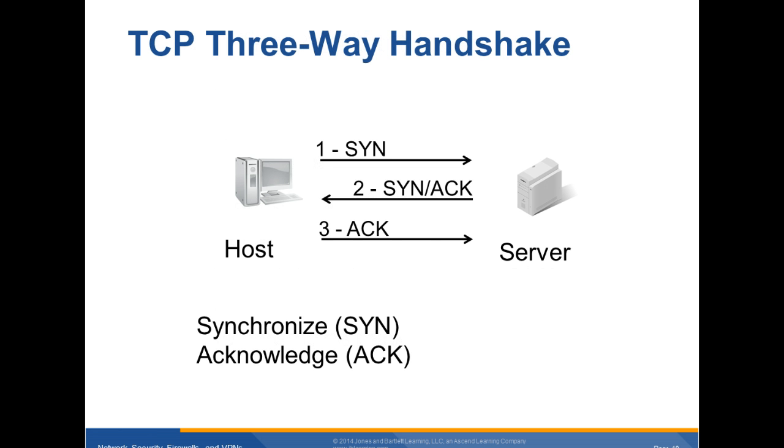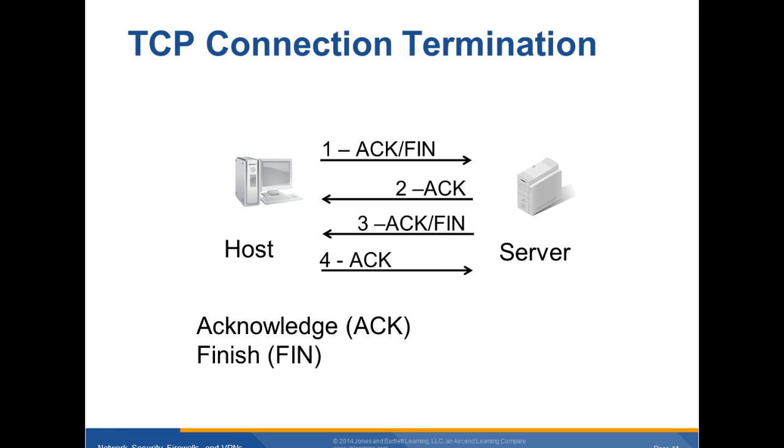Here we see a diagram of the TCP three-way handshake, where first the SYN packet is sent, which stands for synchronize, and acknowledge, of course, stands for acknowledge. The host sends a SYN to the server. The first system sends a packet with a SYN flag set. The second system responds with a packet that has SYN and ACK flags set. The first system responds with a packet with the ACK flag set. The two systems have now started a session.